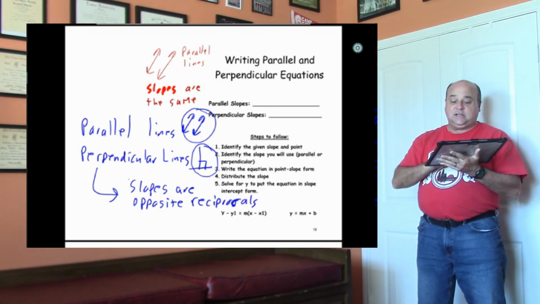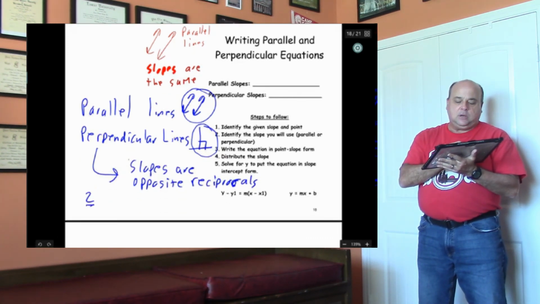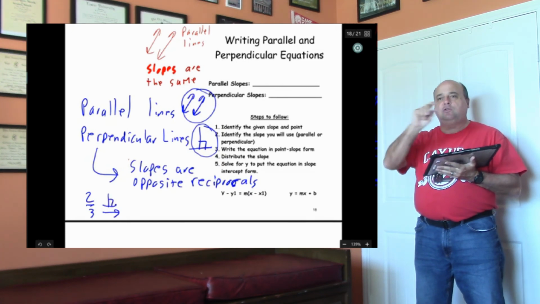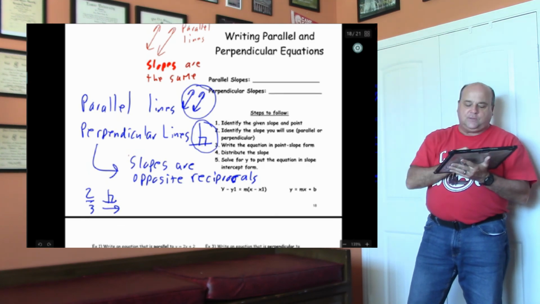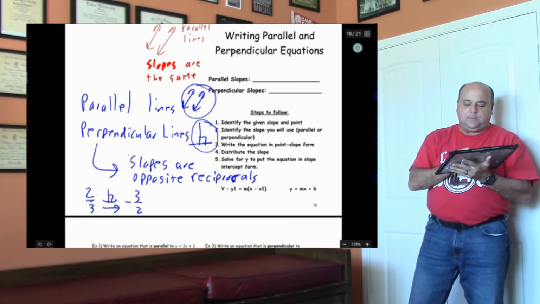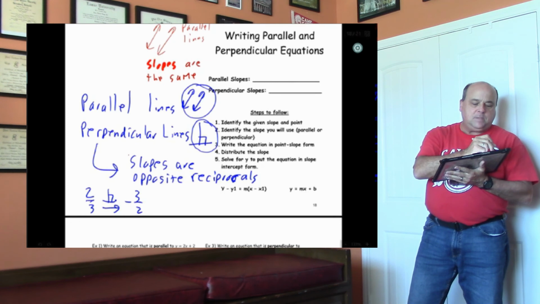Okay, now then let's practice this a little bit. What would the opposite reciprocal of 2/3 be? Okay, so I have a slope of 2/3 and I want the opposite reciprocal. I'm going to take 2/3 and flip it, so that would be 3 over 2, and then I'm going to switch the sign, right? Piece of cake.